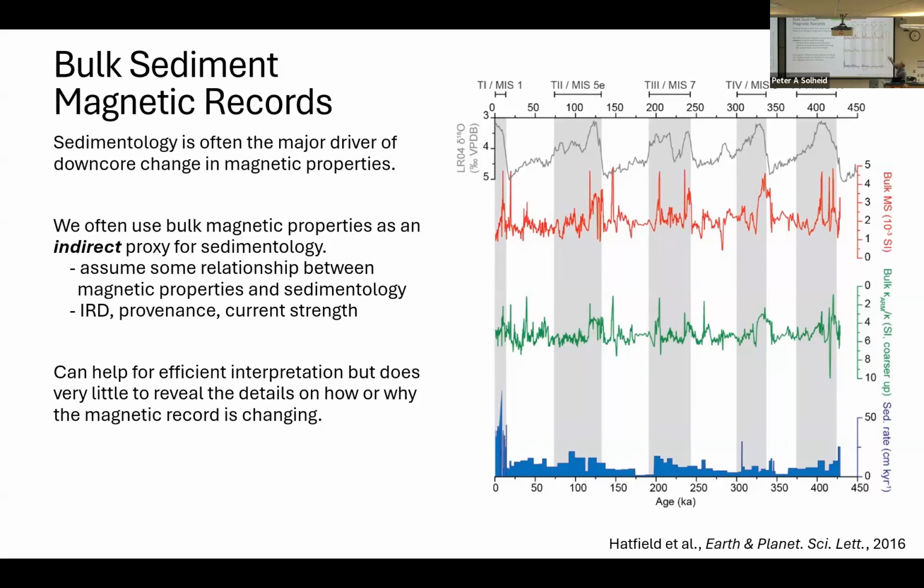I've got an example up here of a sediment record off the south end of Greenland. You've got the susceptibility record in red. You've got the magnetic grain size proxy, in this case Km over K, in green. And at the top, you've got an oxygen isotope record. What you'll see is that when you get those higher values, those warmer periods, we see an increase in the susceptibility and an increase in the magnetic grain size.